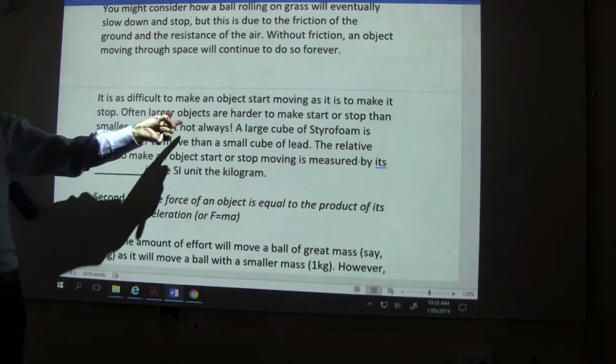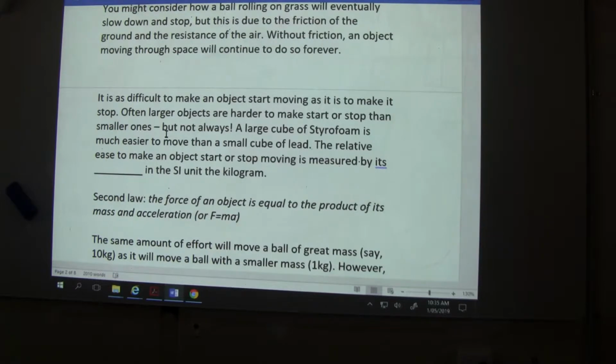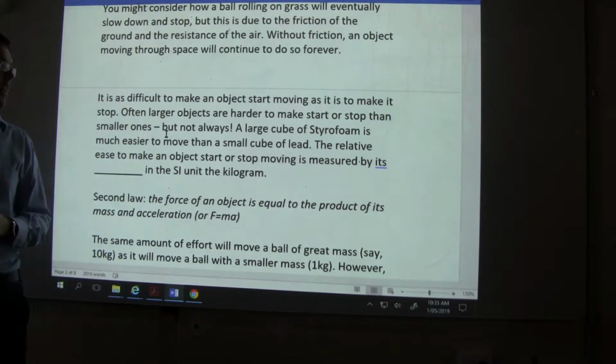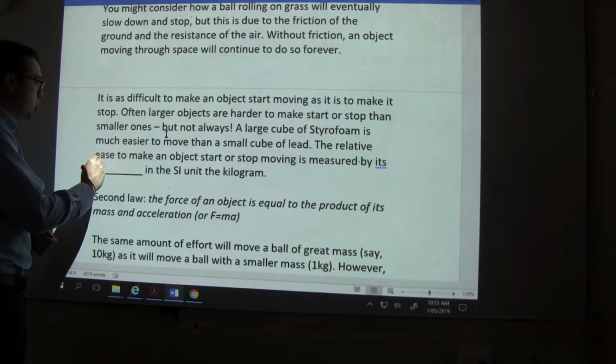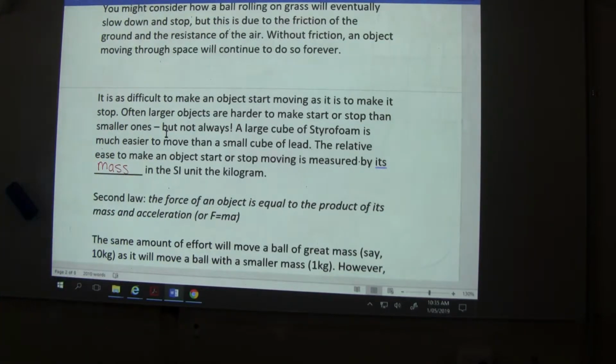Often, larger objects are harder to make start or stop moving than smaller ones, but not always. A large cube of styrofoam is much easier to move than a small cube of lead. The relative ease of an object to start or stop moving is measured by its inertia, or its measure of inertia, which is called its mass. And the mass of an object is measured in what unit?